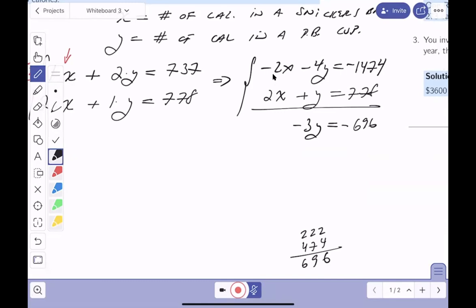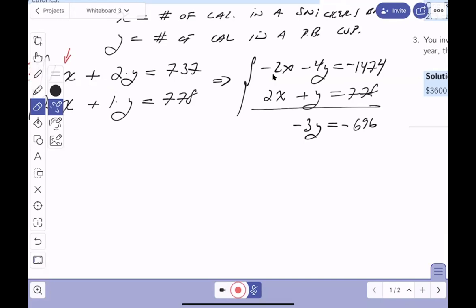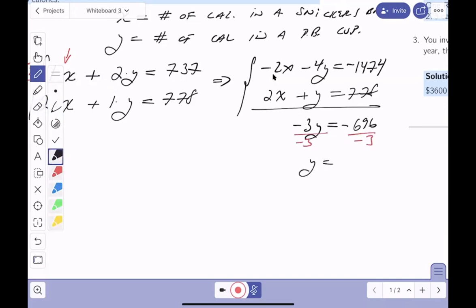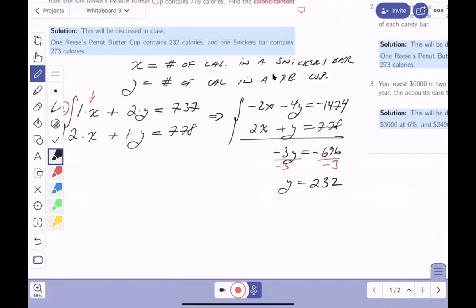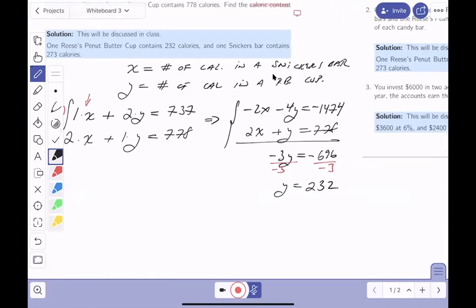Let me erase my side arithmetic. Some students say I have to use a calculator to do that. Well, if you do, you do. I'm going to divide both sides by -3 now. And this is relatively simple. What do you get? 232. So what does that mean? Well, it means Y is 232 calories. And what's Y? It's the number of calories in a peanut butter cup. So how many calories in a peanut butter cup? 232 calories. All right. So every Reese's peanut butter cup has 232 calories.